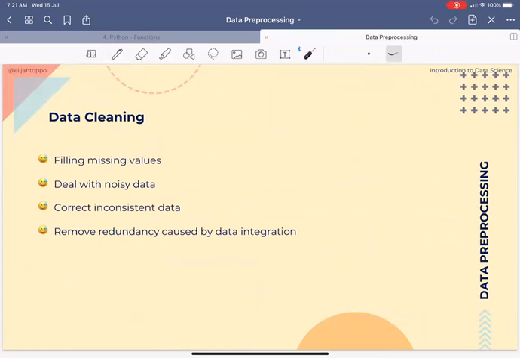Our first stop in our journey is looking at data cleaning, and data cleaning deals with filling missing values, dealing with noisy data, correcting inconsistent data, and removing redundancy caused by data integration.